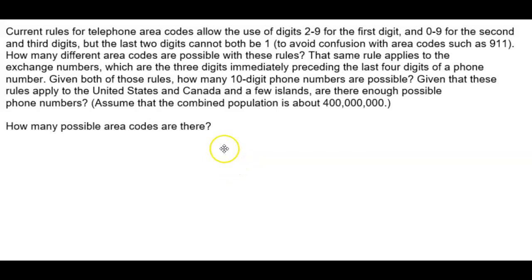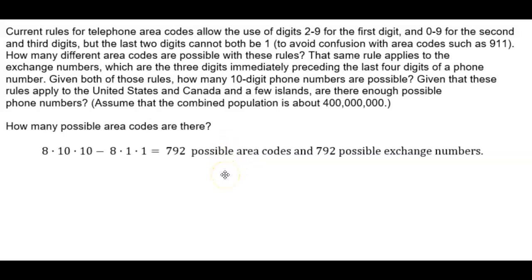So how do we do this? How many possible area codes are there? First and foremost, for the first digit there's 2 to 9, so that means there's 8 of them. Then we multiply it by 0 to 9, which is 10 digits for the second and third, so we multiply that by 10 and then by 10. But then the last two digits cannot both be 1. So we need to subtract 8, and since the last two digits cannot be 1, we multiply that by 1 times 1.